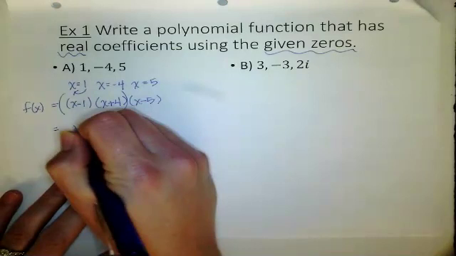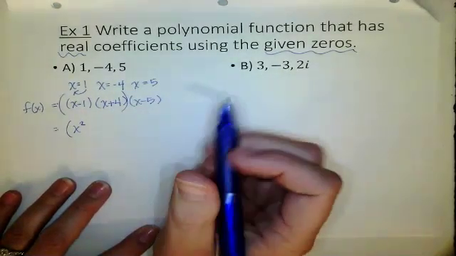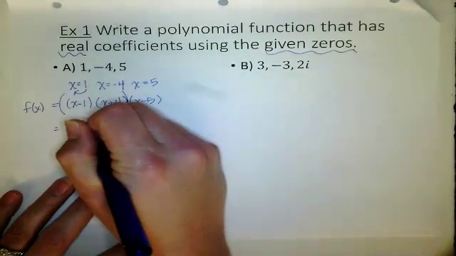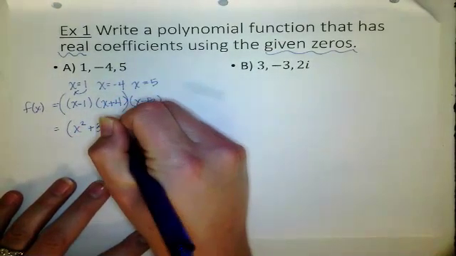And x squared, the outside is 4x. The inside is negative 1x, which gives me 3x. And last times last is negative 4.